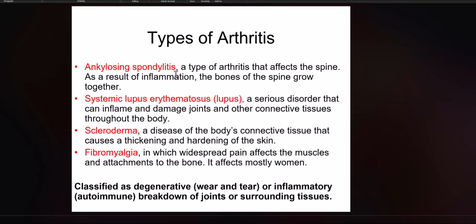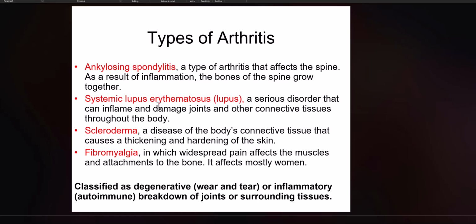Ankylosing spondylitis is a type of arthritis that affects the spine. There's a nice video of this in the chapter. This is arthritic changes to the vertebra. Lots of spiny growths from the vertebra, very painful condition of the back.